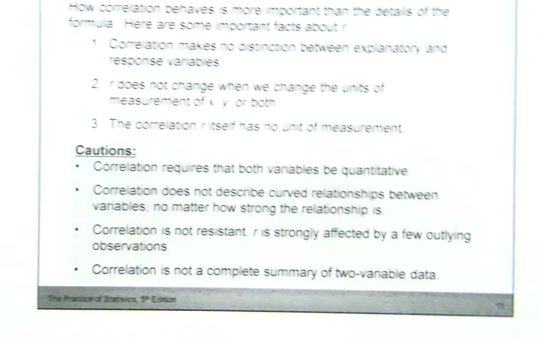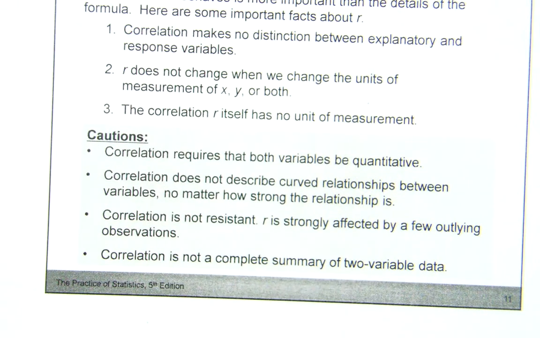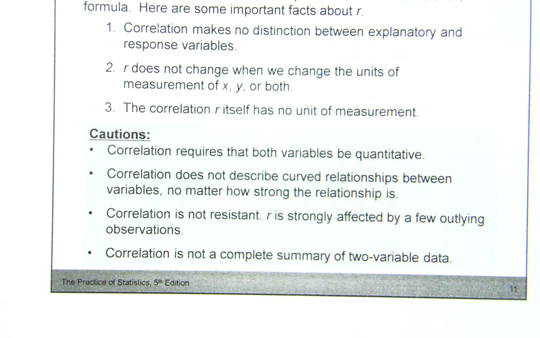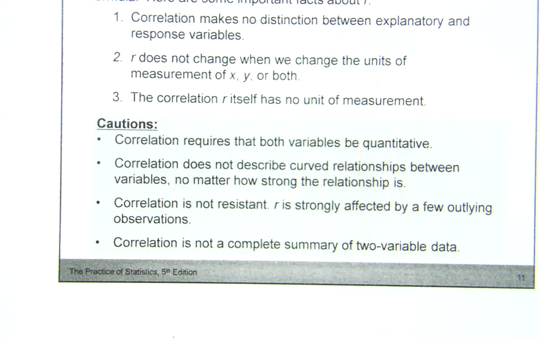Okay? And correlation is not resistant, it is strongly affected by a few outlying observations. So if you have outliers, it will mess with your correlation. It tends to pull your correlation up or down, depending on where your outliers are. Okay? And correlation is not a complete summary of two-variable data. We're going to get into that a little later, but it's just one piece of talking about the data itself.